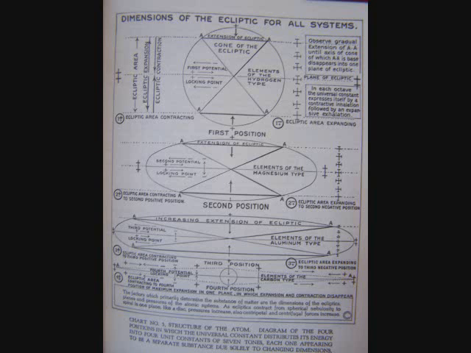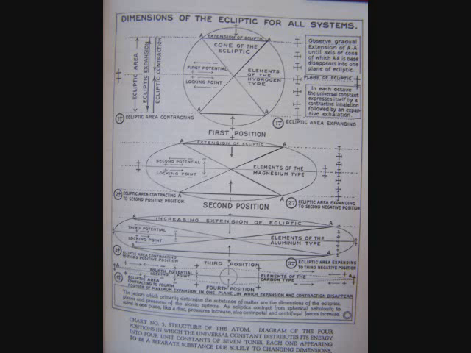To you, what is on this chart is called chart number 3, dimensions of the ecliptic for all systems. There's a couple of little boxes to the right that say: observe gradual extension of AA until axis of cone of which AA is base disappears into one plane of ecliptic. In each octave, the universal constant expresses itself by a contractive inhalation followed by an expansive exhalation.